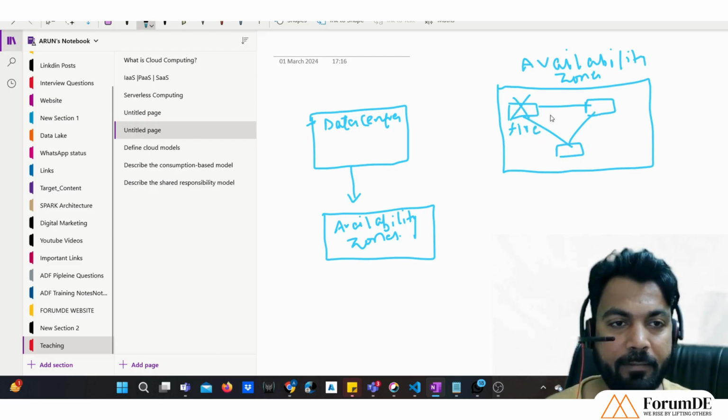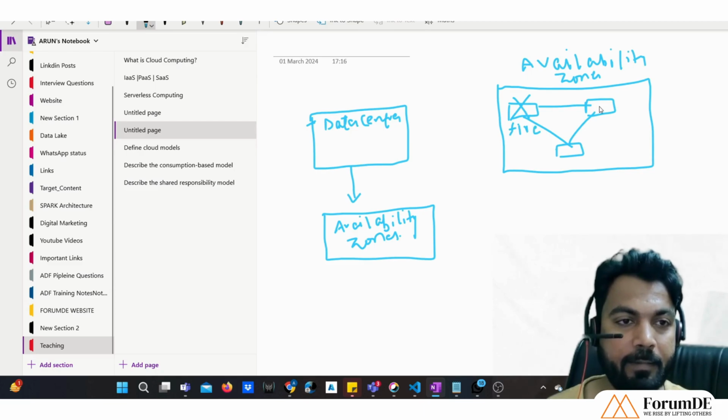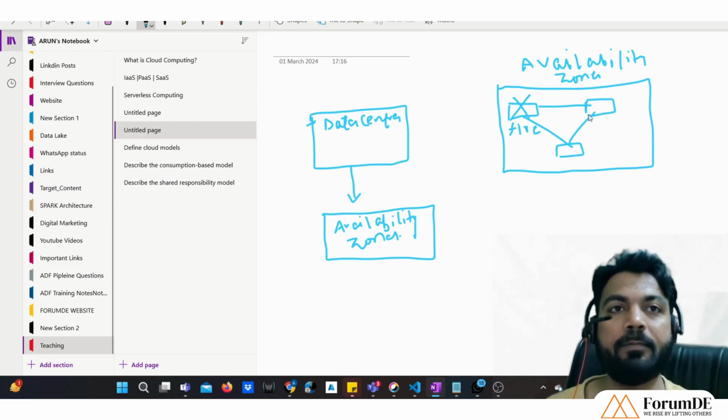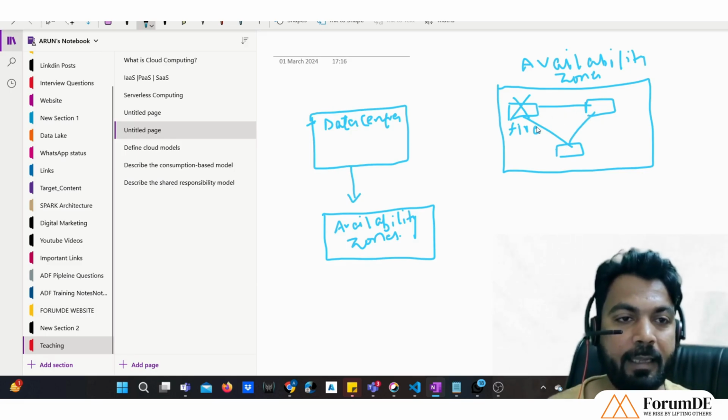So what Azure has done is that Azure has connected three data centers. I'm just taking the example of three data centers here. Azure has connected these three data centers, which are located at a very nearby location, and these are connected with very high network speed.